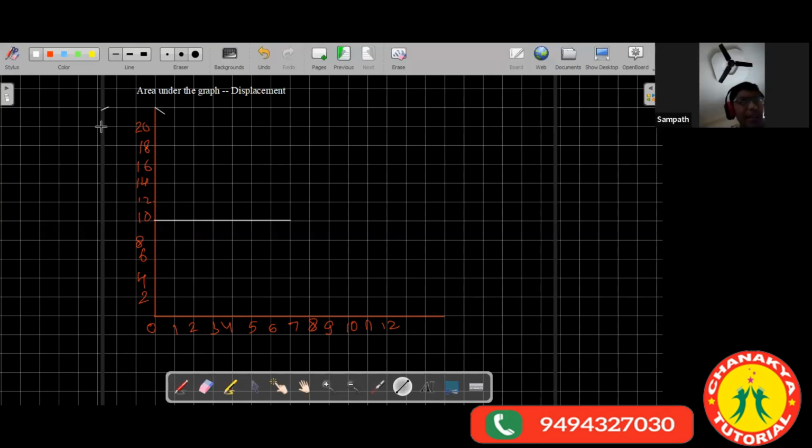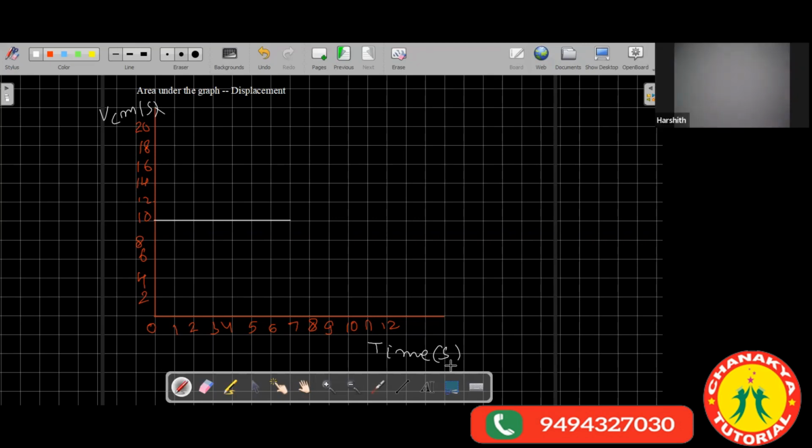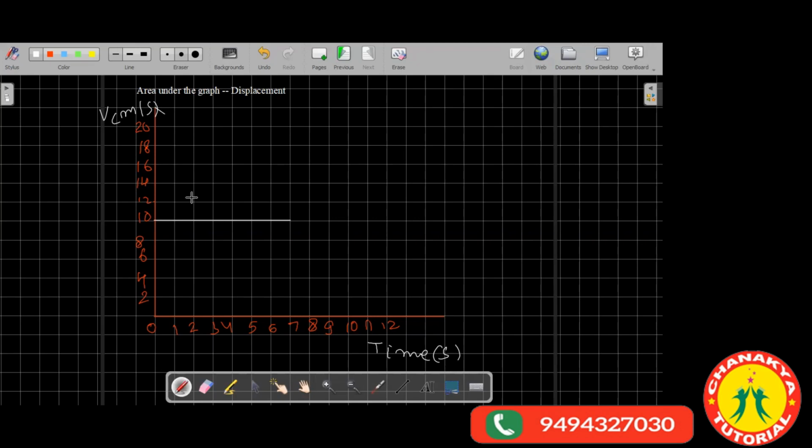That's 70 meter. Okay, let's see. This is our velocity, which I have taken in meter per second. This is time. On the x-axis, I have plotted time in seconds. So what can you say about the displacement? Is it 0? No. How can it be zero? The object is moving with a constant velocity.